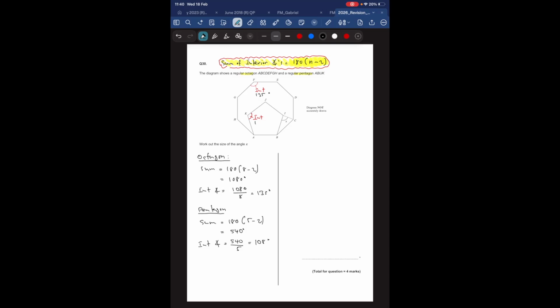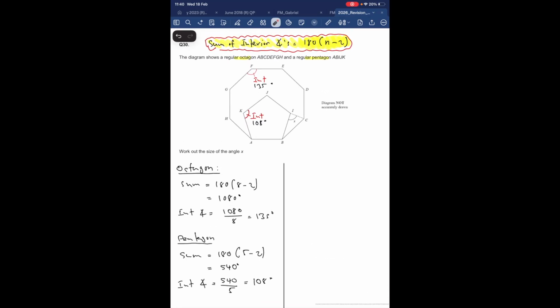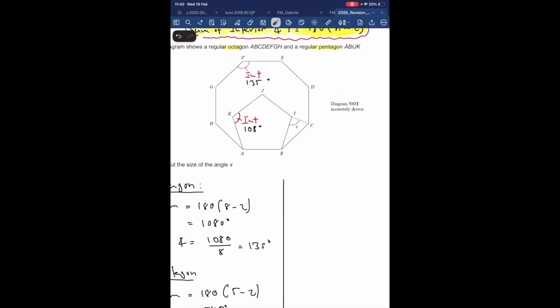So each interior angle of the pentagon is going to be 108 degrees, and for the octagon, each interior angle is going to be 135 degrees. So 108 degrees and then 135 degrees. So we picked up method marks. Now, if we look at this diagram, the first thing you need to note, this is not a straight line.